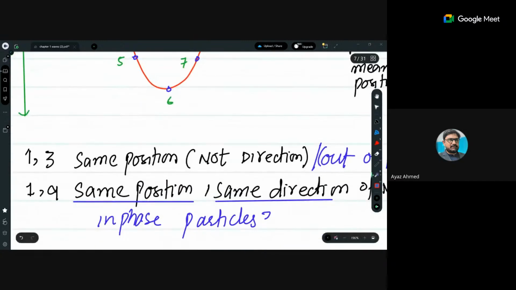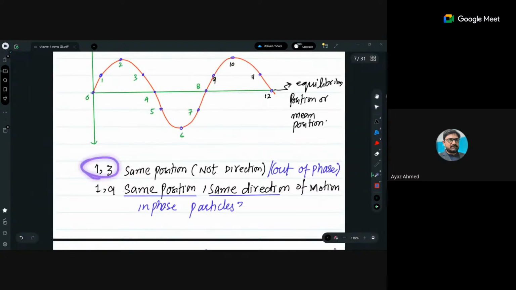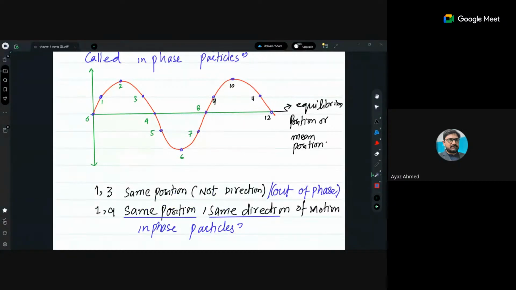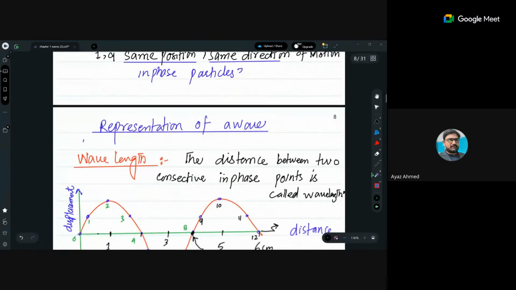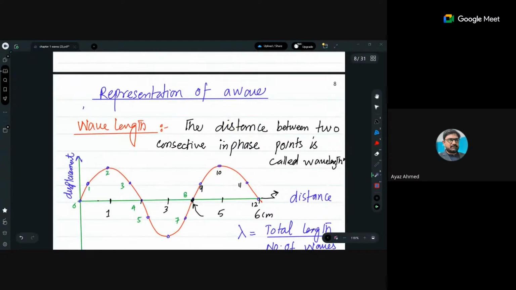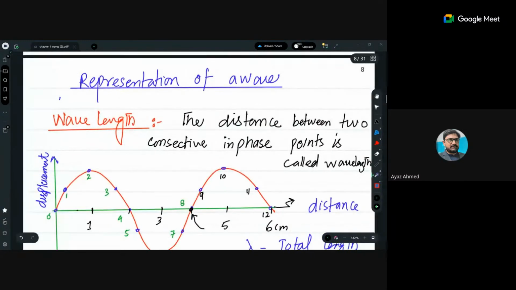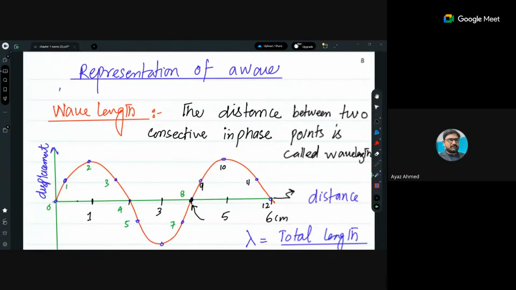That is why, I have mentioned this over here, particle 1 and 3 have the same position but not direction. That's why they are out of phase. But particle 1 and 9 have the same position and same direction of motion. That is why they are in phase particles. So believe me, if you have this concept clear, you will never get confused in phase, out of phase, and definitely in the next topic you have to study about interference, superposition. There, this would matter a lot. Okay. Got it?